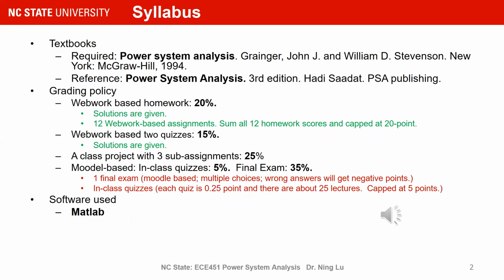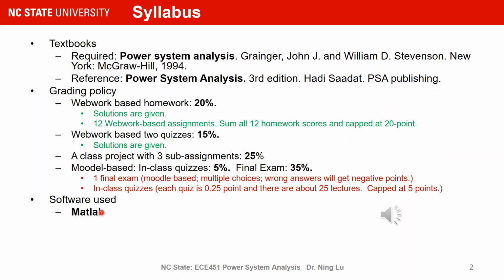The textbook we will use in this course is the Granger's book. This is because I like the notation used in this book. I think it's more rigorous. You can also refer to the Syllabus book. I think that book is pretty good as well. It includes a lot of MATLAB examples for solving different kinds of power system problems.